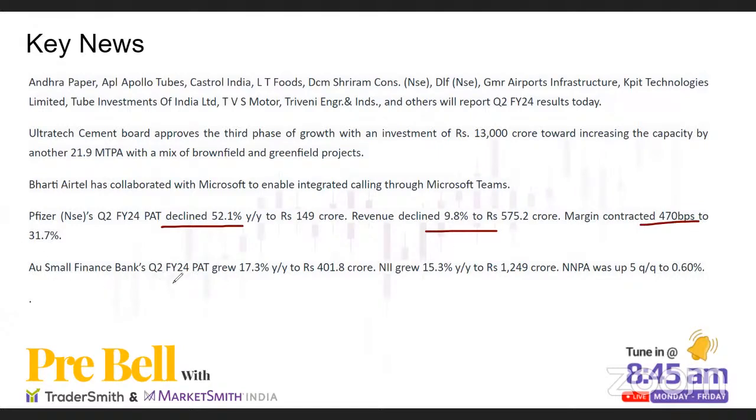EU Small Finance Bank's Q2 profit grew almost 17%, NII was up 15%, while NNPA was up 5 bips. This should be bips, 5 bips QoQ, to 0.6%.